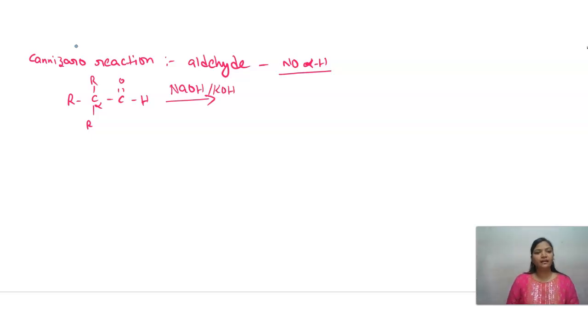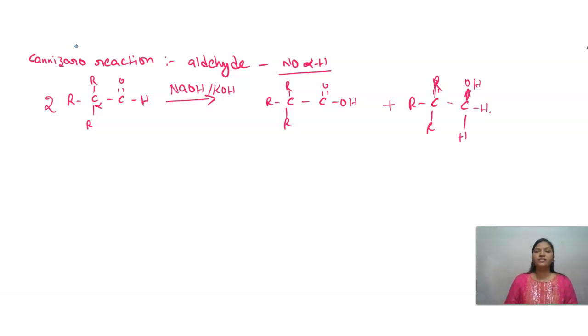So it will get reduced. So here it will give R-COOH plus R-CH2OH. Here it is the oxidized product and here it is the reduced product.